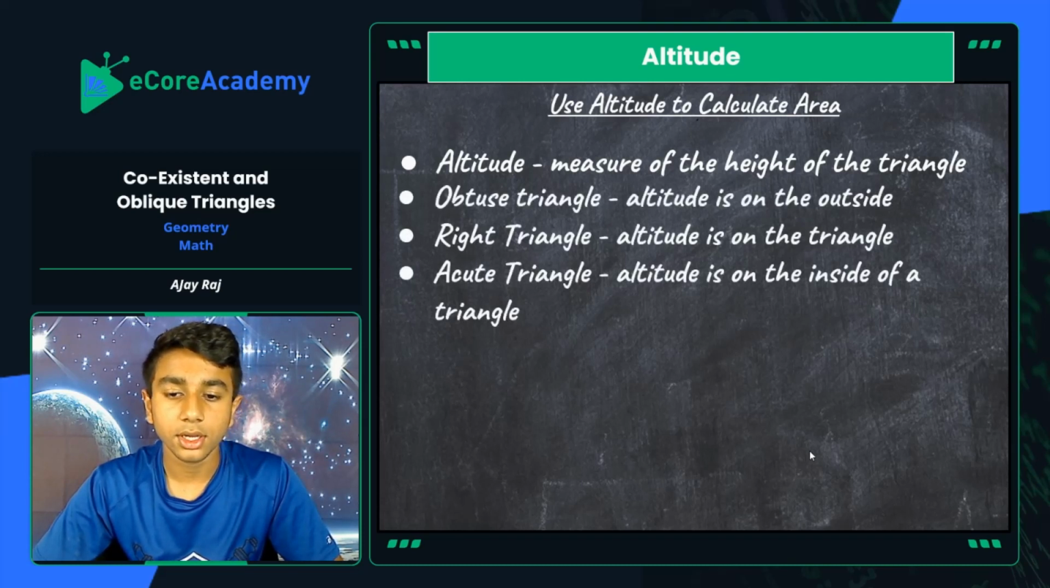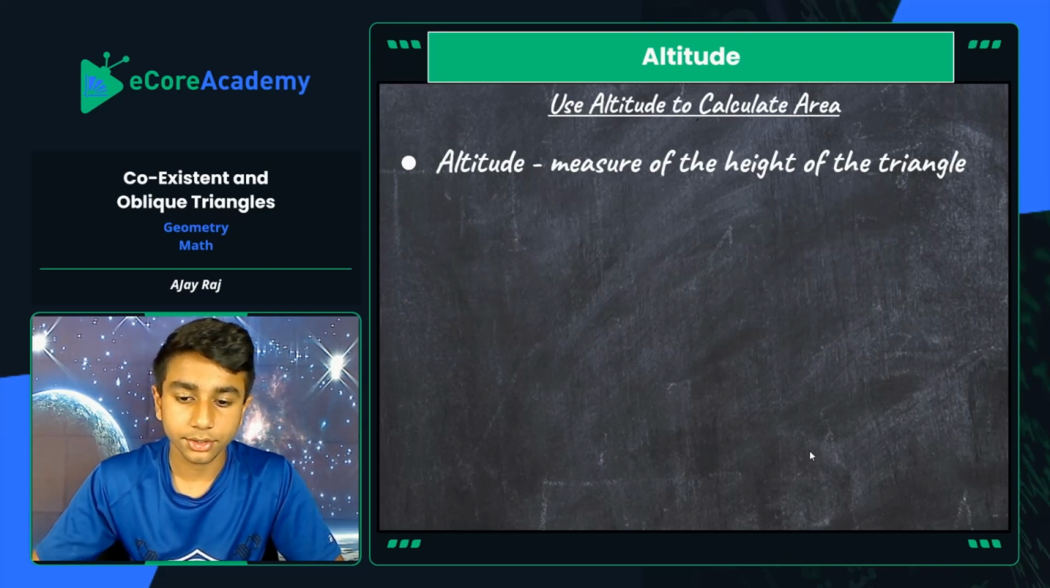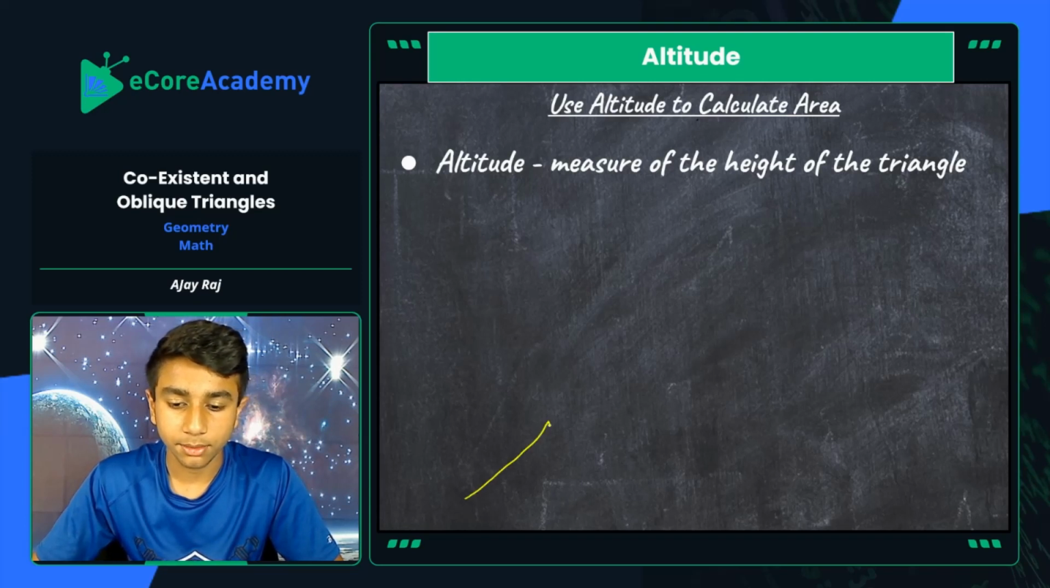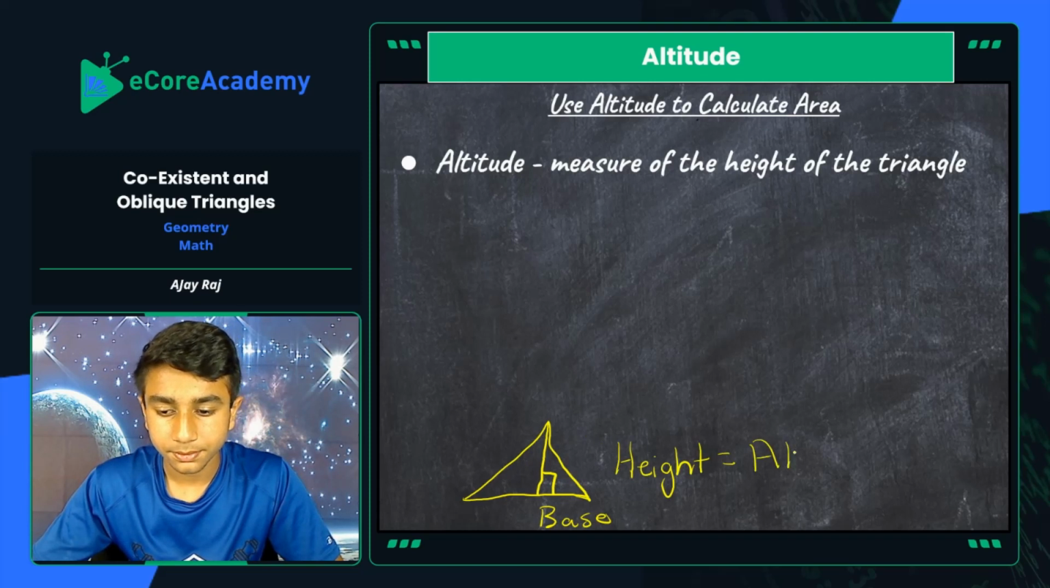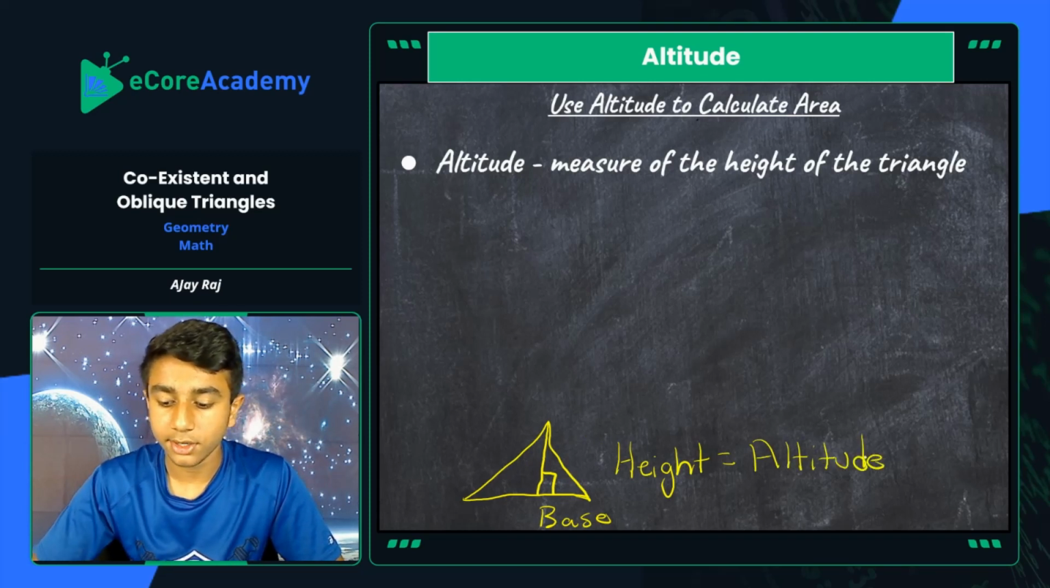I'll draw that out here. So if you have, say for example, an oblique triangle, it looks like this, and we know that this is the base. Then the line that intersects this base at a 90-degree angle will be the height of the triangle. So that'll be the altitude. So height equals altitude.